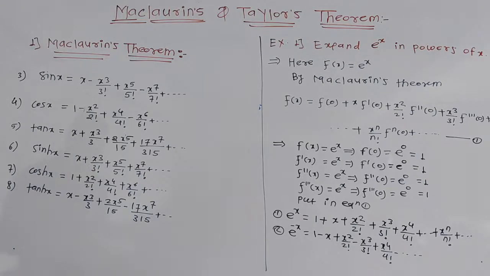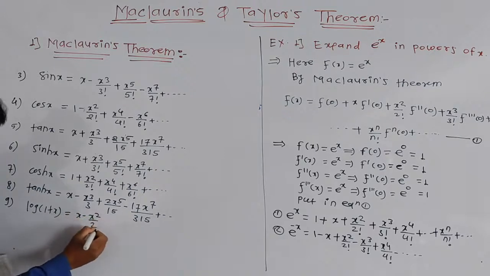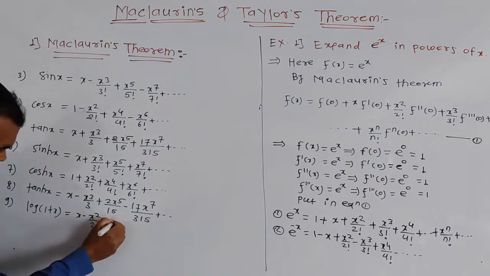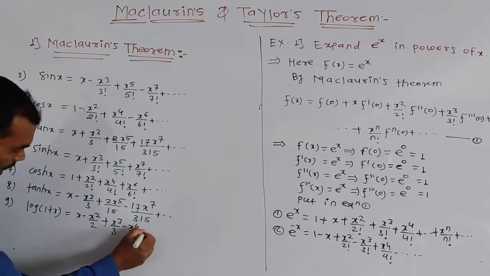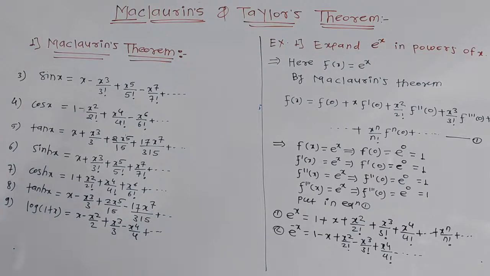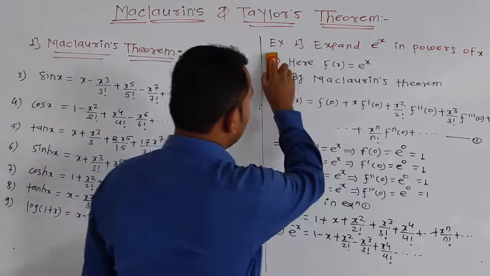Okay, the next, 9, the expansion of log of 1 plus x, and the expansion of this series is x minus x square by 2 plus x cube by 3 minus x raised to 4 by 4 plus dot dot dot. Okay, this is the expansion of log 1 plus x. Then next we will discuss the next series also. This is your 9.